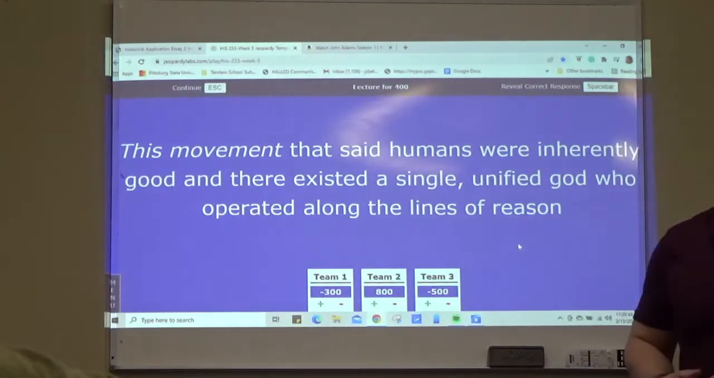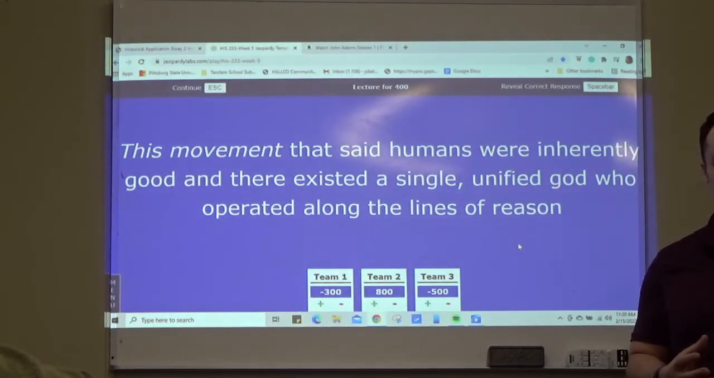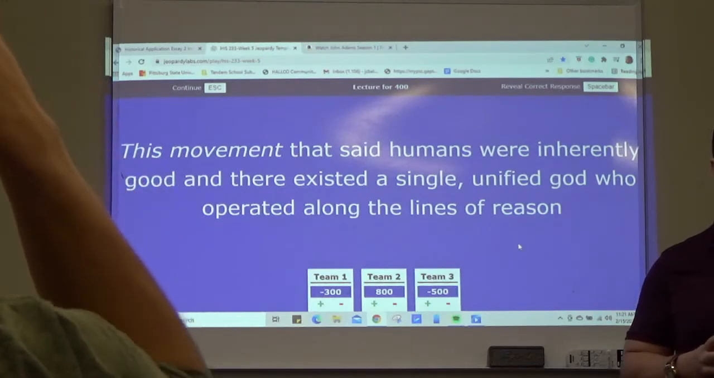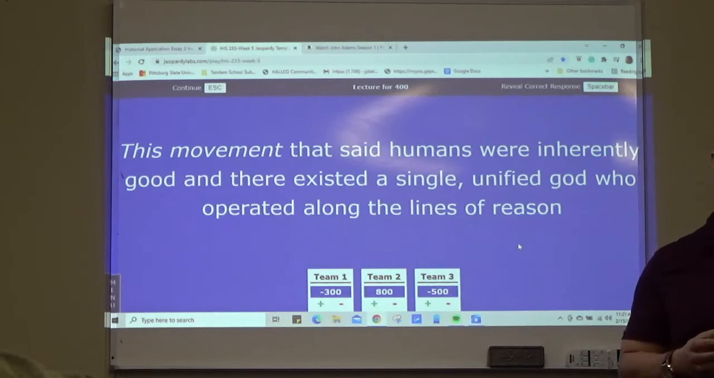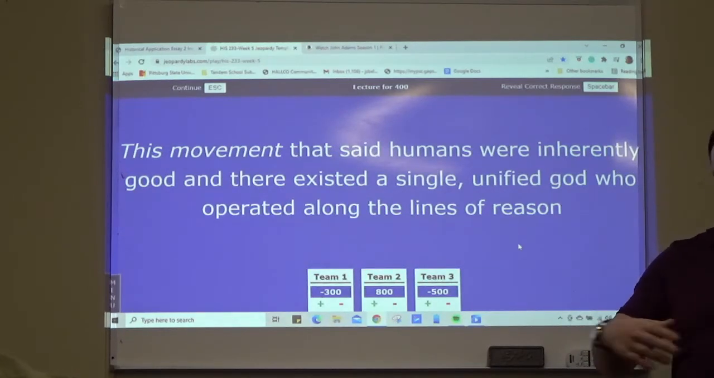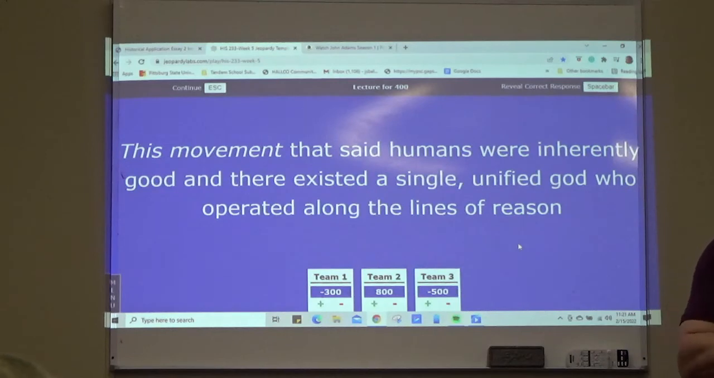This movement said humans were inherently good and there existed a single unified God who operated along the lines of reason. This also is a movement that is still around today. I actually had a professor who was part of this movement. Very weird individual. I like that. There's like 16 movements. Yeah, there's more like hundreds, but yeah, basically. And they're all variations of each other in some form or fashion.